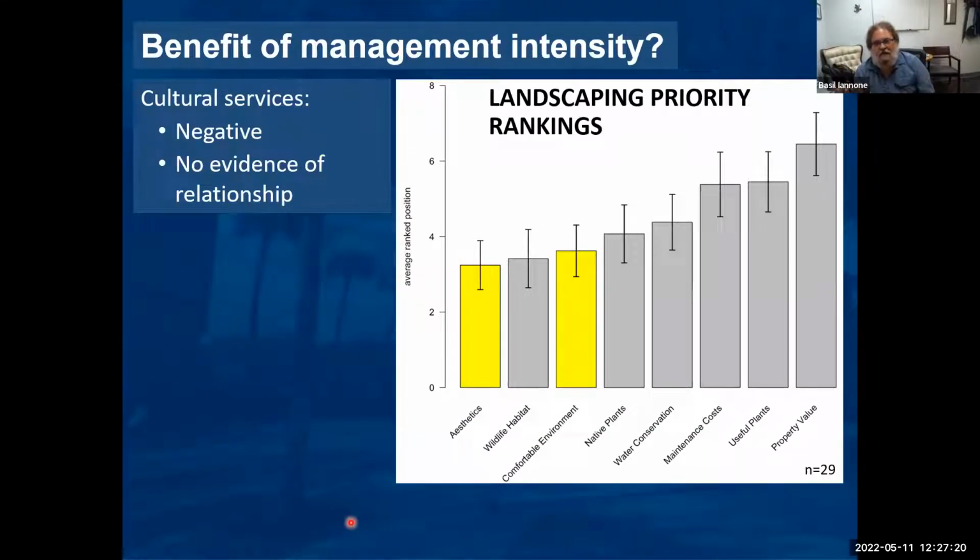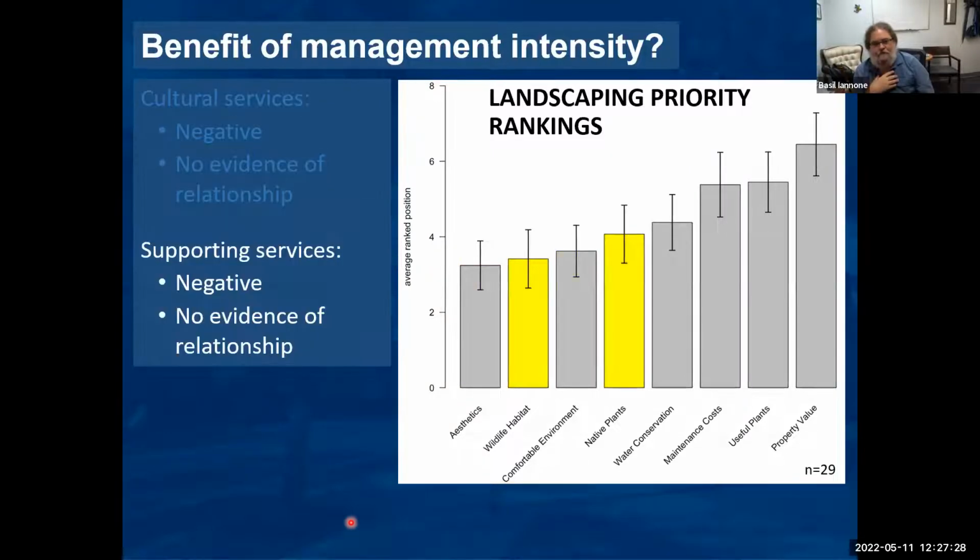So what do we find? When we thought about cultural services, they were either negatively related or showed no evidence of a relationship to management intensity. Regarding the supporting ecosystem services that people wanted, wildlife habitat and native plants, again, we found either a negative relationship to management intensity or no relationship.